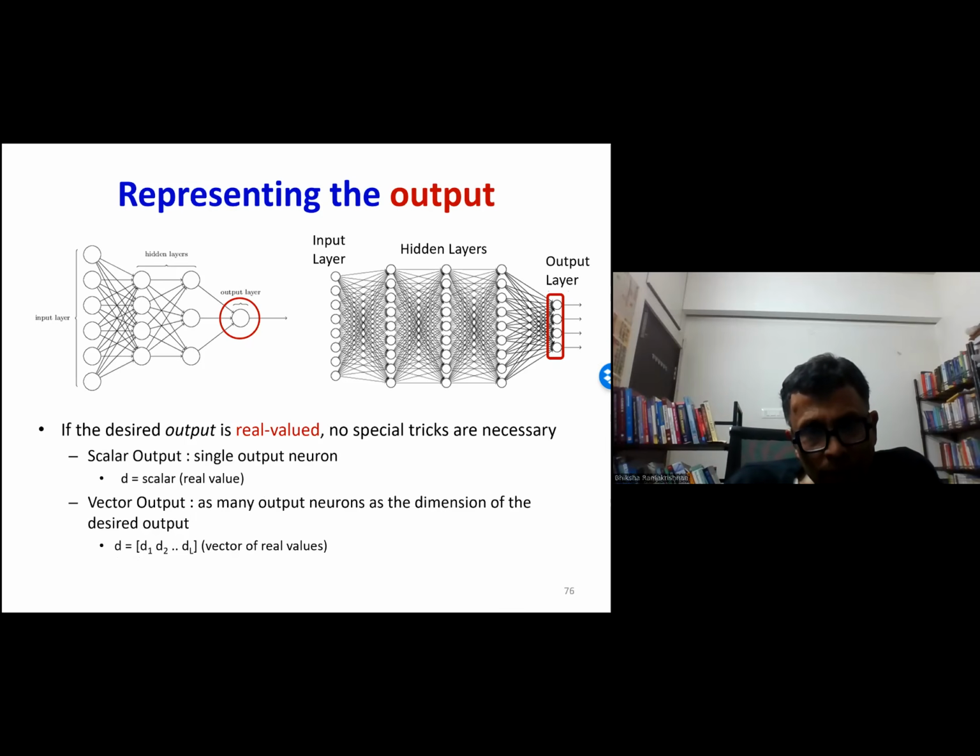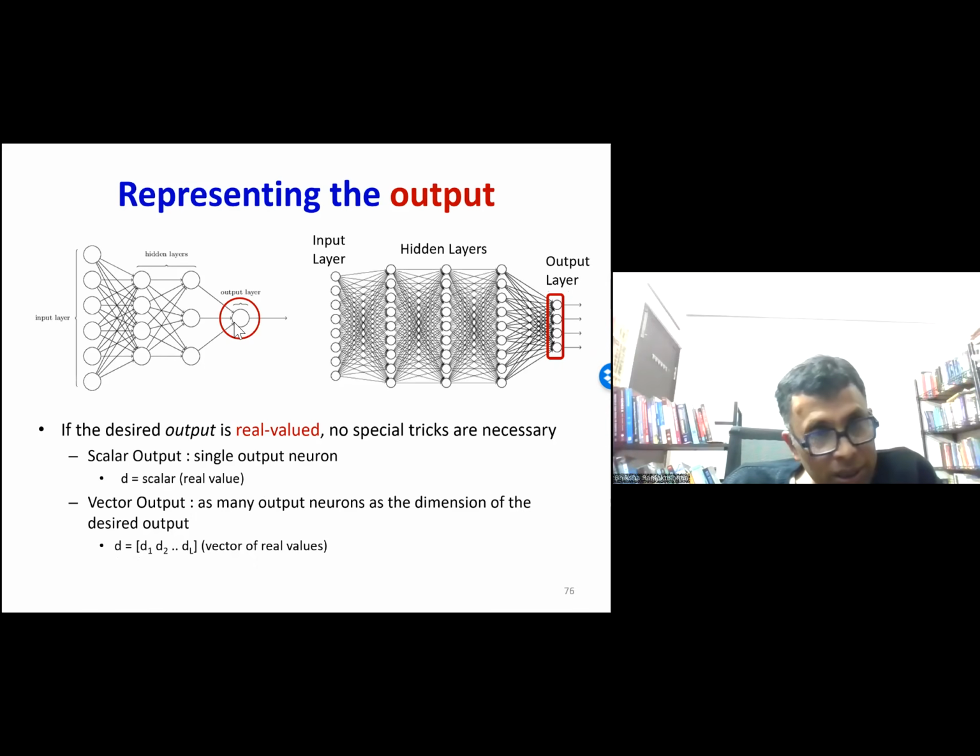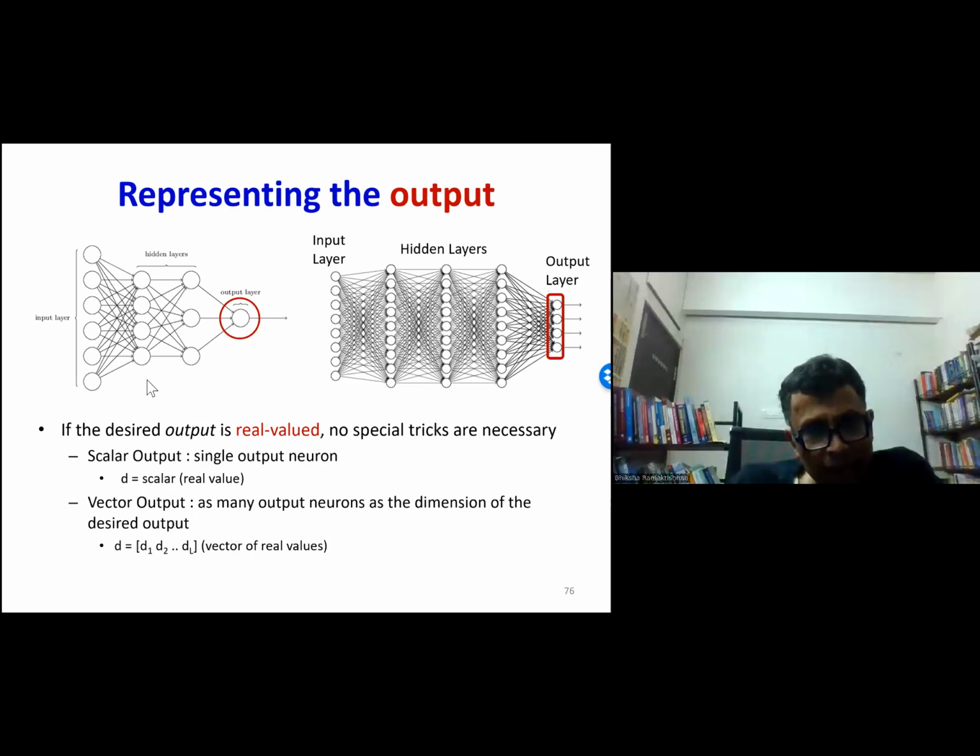What about the output? If the desired output is real valued, then there's no special tricks necessary. The desired output is just going to be real valued. The neuron itself is going to compute a real valued output, and the desired value is also going to be real. If you're computing a scalar function, then the desired value d is going to be a scalar value, and the network will have just one output neuron.